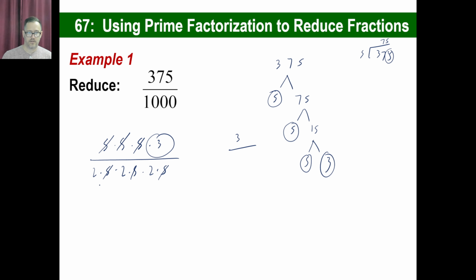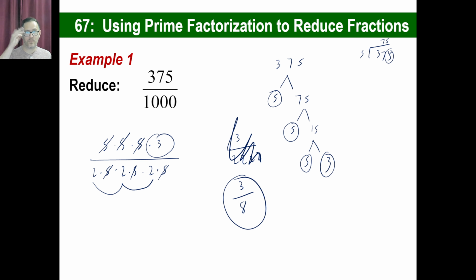We'll put it there. Now we have a 2 times 2 times 2. No, that's not right. That's 8. There we go. That's it. 3/8 is your whole answer. There we go. Piece of cake.